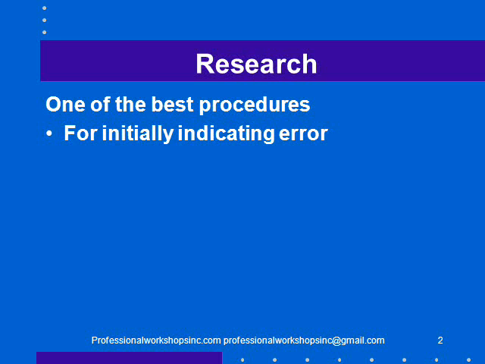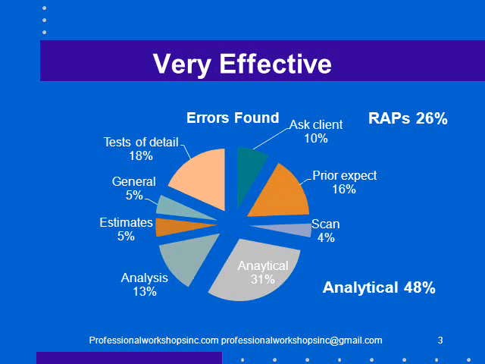Now, research tells us that analytical procedures are one of the best procedures for initially indicating an error, not necessarily for finding the amount of an error, but for indicating that something is wrong and that there is a risk of material misstatement. This is the research result that sort of started this all off. And if you look at the top right there, ask the client and prior expectations. Those are two things that we would do as risk assessment procedures, having a chat with the client and comparing what's happened this year to our expectations from last.